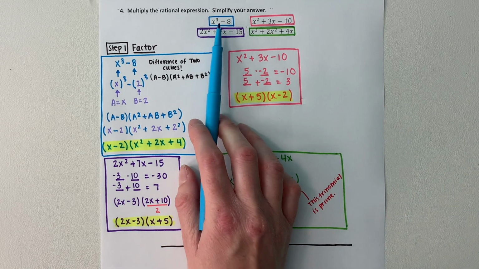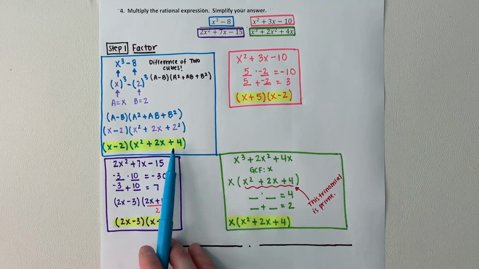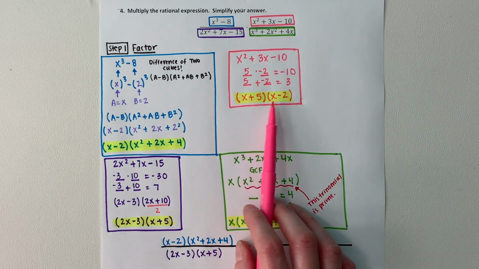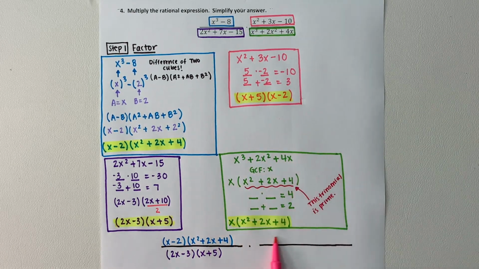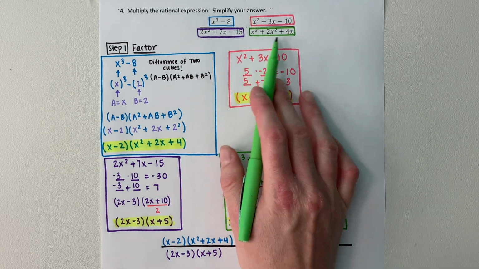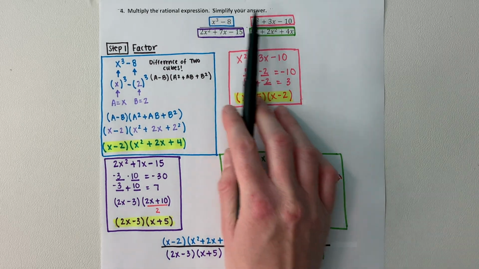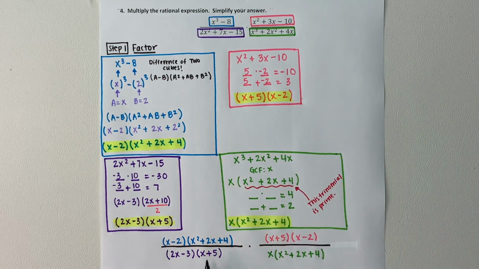So the factored form of this numerator is this expression here. So I'll write that in this numerator here. The factored form of this denominator is this expression here. So I'll write this expression in the denominator here. The factored form of this numerator is this expression here. So I'll write this in the numerator here. And the factored form of this denominator is this expression here. So I'll write this expression in the denominator here. Now that we've rewritten this original multiplication problem in factored form here, we've completed step 1.